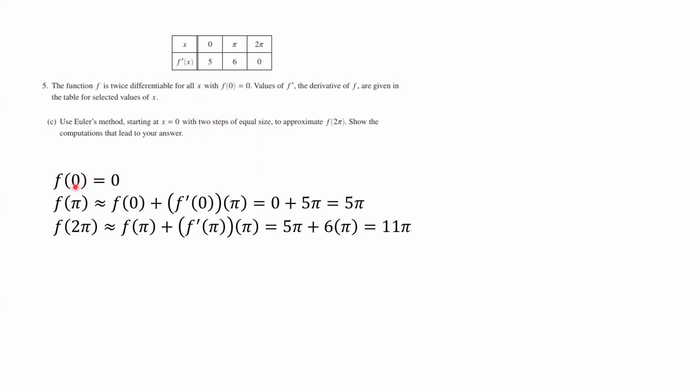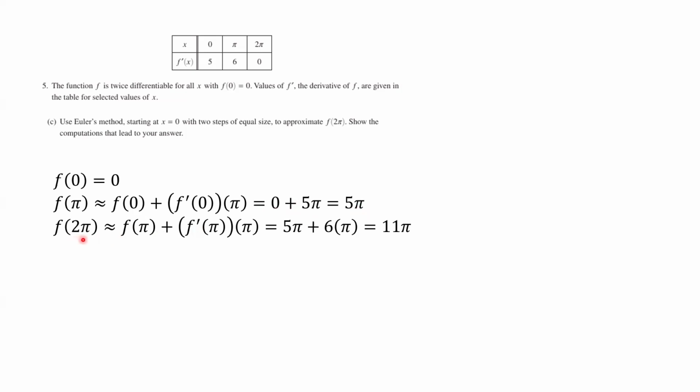Okay, so we have our initial point, f of 0 equals 0. So f of pi is approximately the previous point, f of 0, plus the derivative at the previous point, f prime of 0, times the step size, pi. So f of 0, they give that to us as 0. F prime of 0 is 5 in the table, so 5 pi.